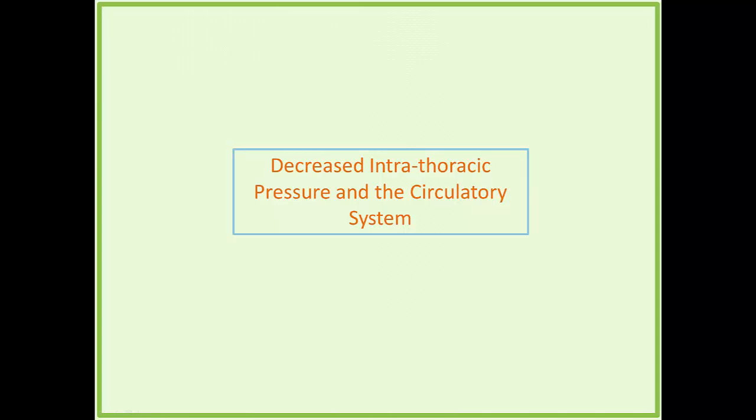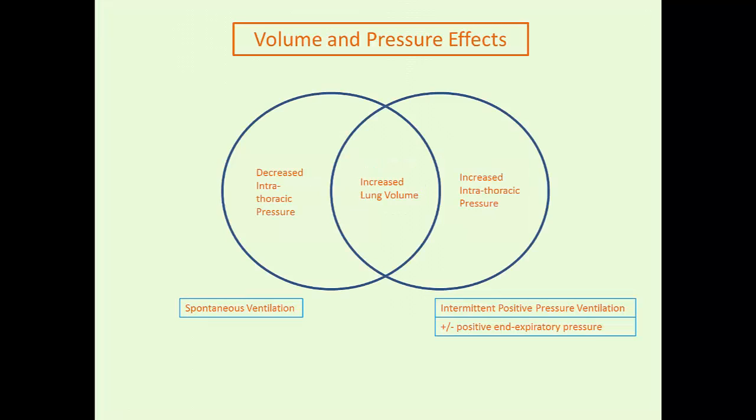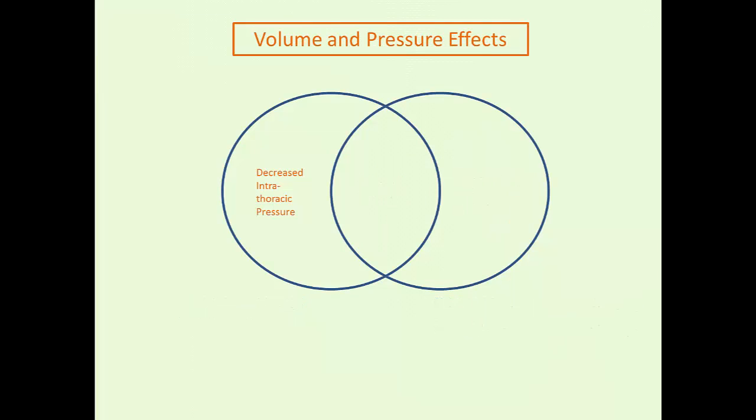All right, that's part B of Chapter 3. And now we're going to talk about only the decrease in intrathoracic pressure portion of that Venn diagram and how that affects the cardiocirculatory system. Again, in the first part, we talked about the middle part, or increased lung volume. So again, this is a review of the Venn diagram that we're going through in this chapter. And so in this portion of the talk, we're just going to talk about how decreases in intrathoracic pressure without a change in lung volume affect the cardiovascular system.